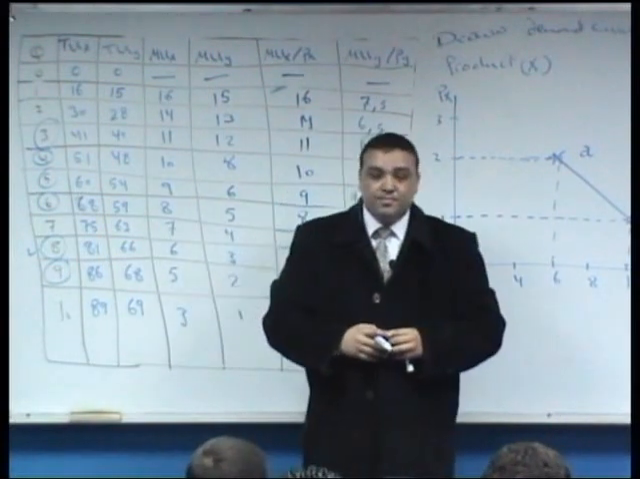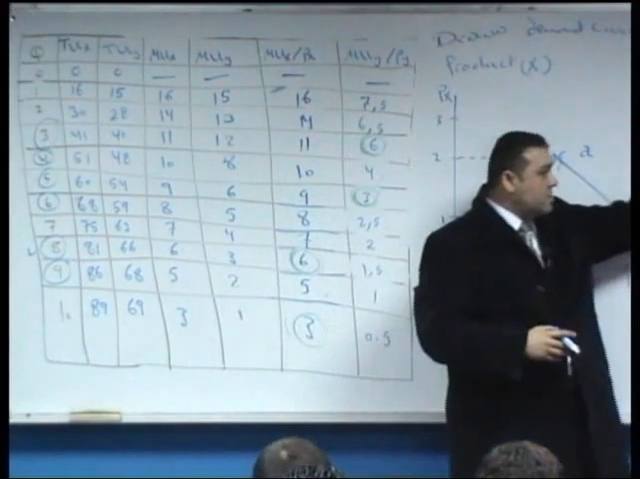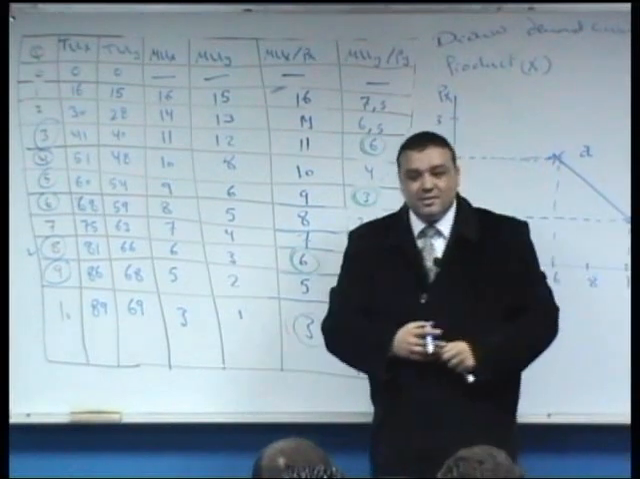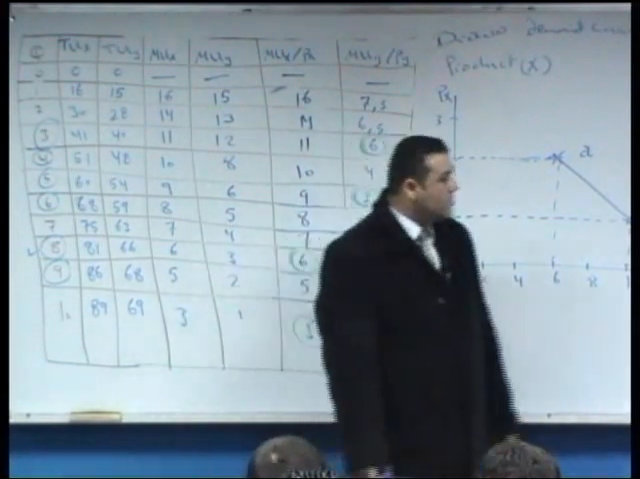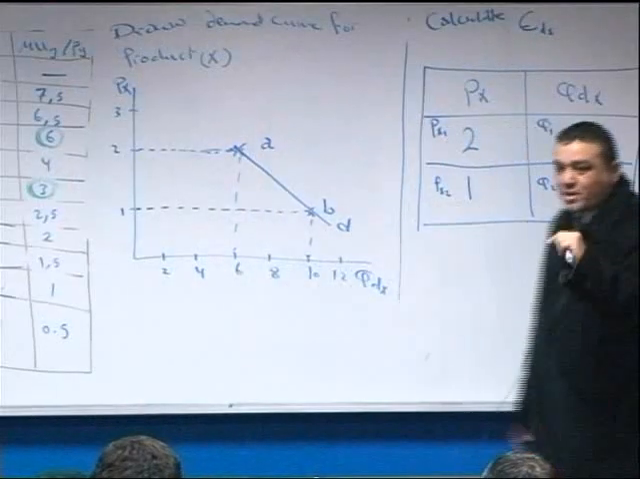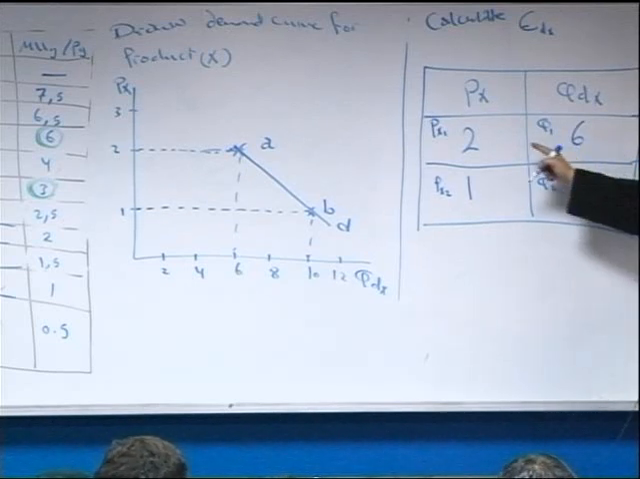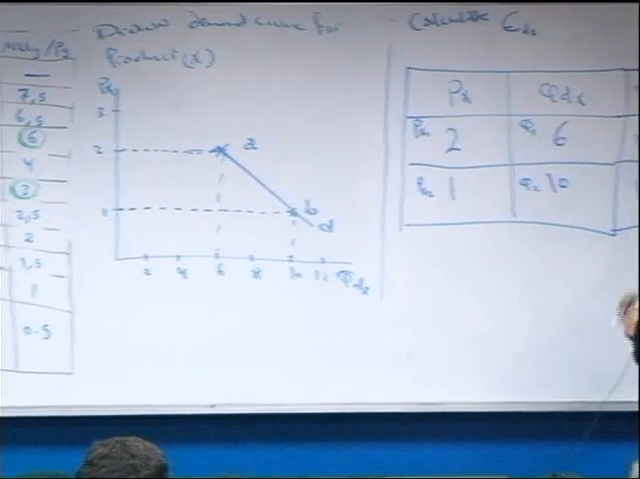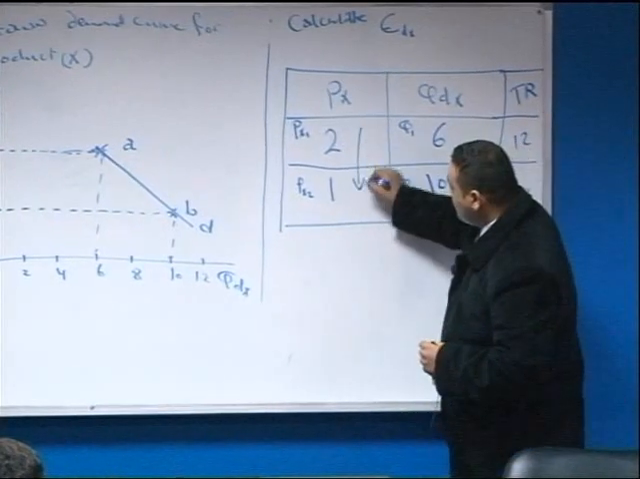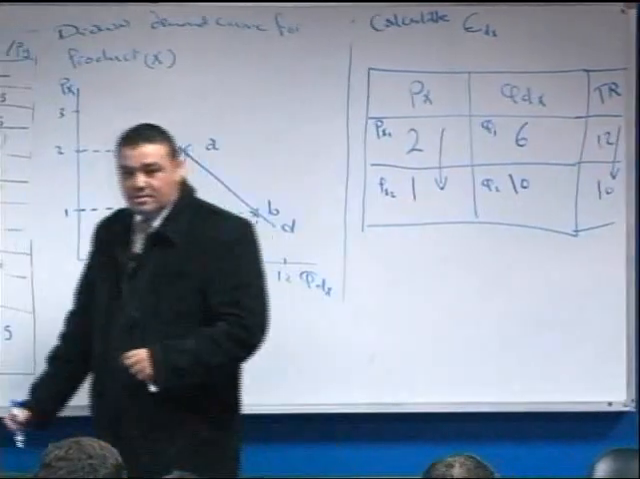What about the total revenue? Would it increase or decrease? With the decreasing of the price from 2 to 1, the total revenue would what? Would decline. Excellent, because the demand is inelastic. So as you see, if we calculate the total revenue, price times quantity, 12. 1 times 10, 10. So when the price declined from 2 to 1, the total revenue declined, because the demand is inelastic, right? Okay.